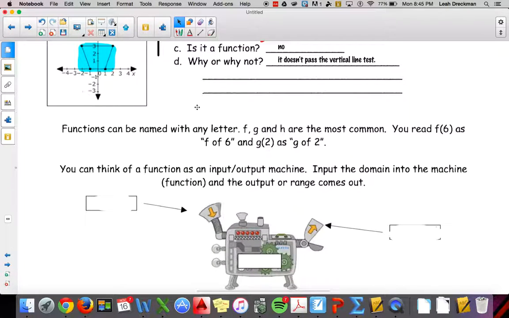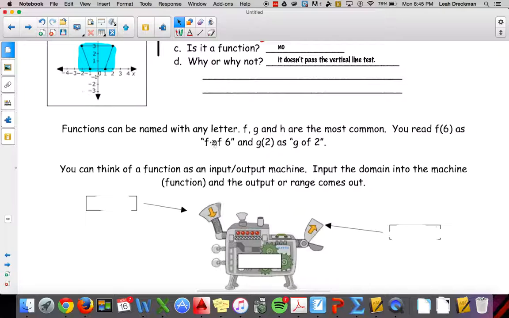So how do we write functions? Well, functions are going to be set up with this notation where they generally pick a letter to name the function. F, G, and H are really common names. They're not the only names for functions. You can really use a lowercase letter, a capital letter. As long as you have designated it with some name, you can use that as your function.